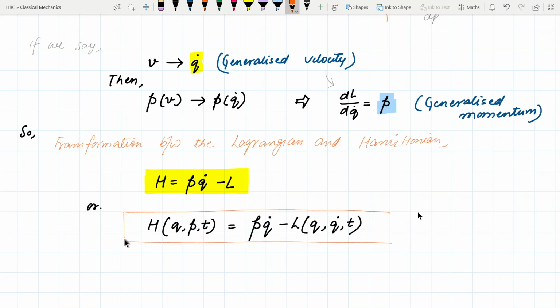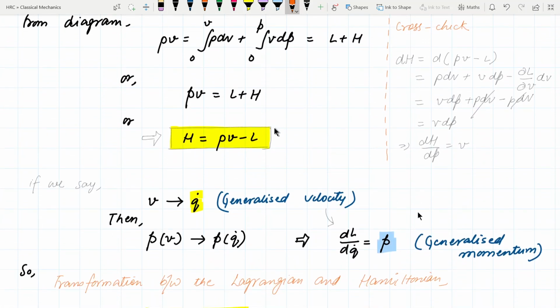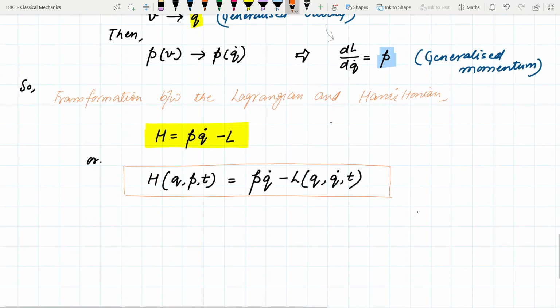And even though this is a multivariable equation, what I have shown here is going to be relevant for these functions as well. Okay, so H is nothing but p q dot minus L. So this is kind of an important relationship.